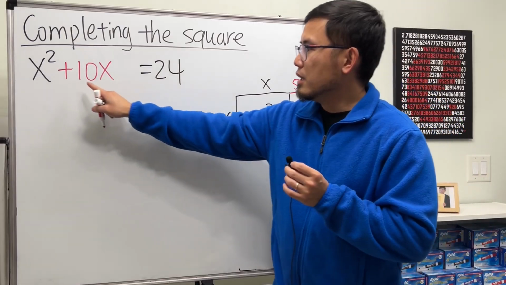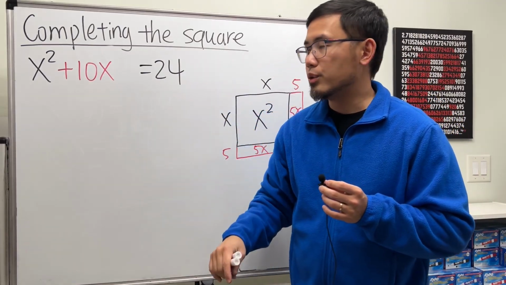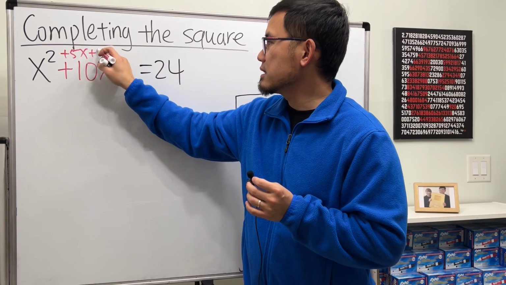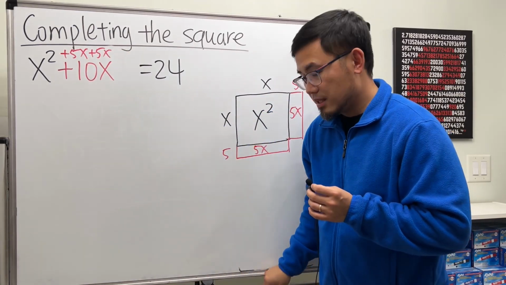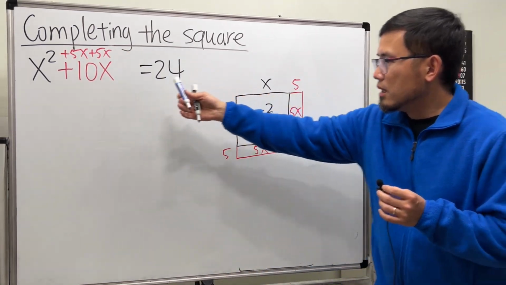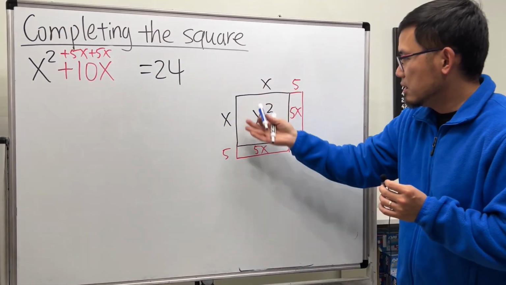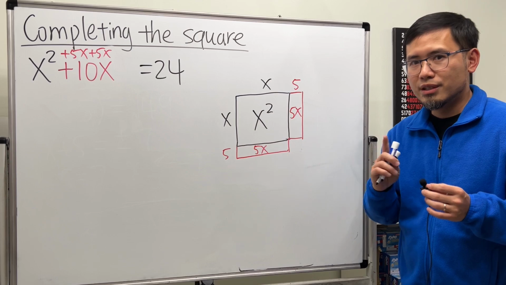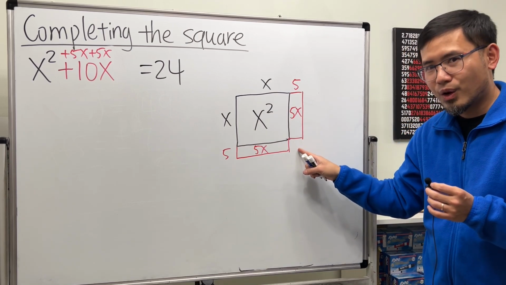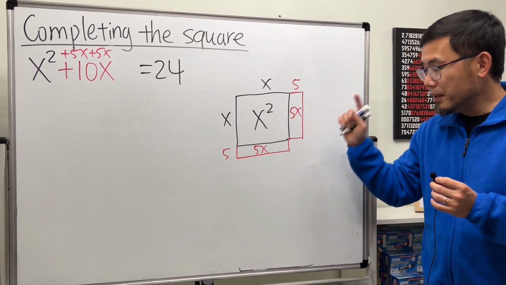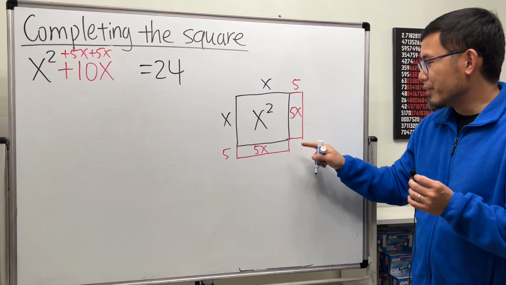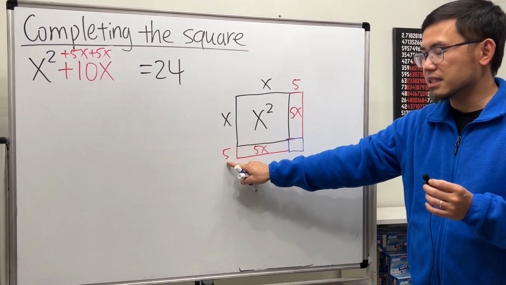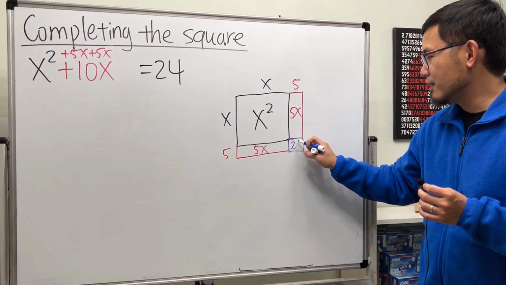So here's the key. Look at this and then break it down into two parts. So that's the same as plus 5x plus 5x. Well, if you look at x squared plus 10x from this picture, you can see that we are missing a corner here, right? And how big is this corner? Well, this corner must be this times that, namely 25.